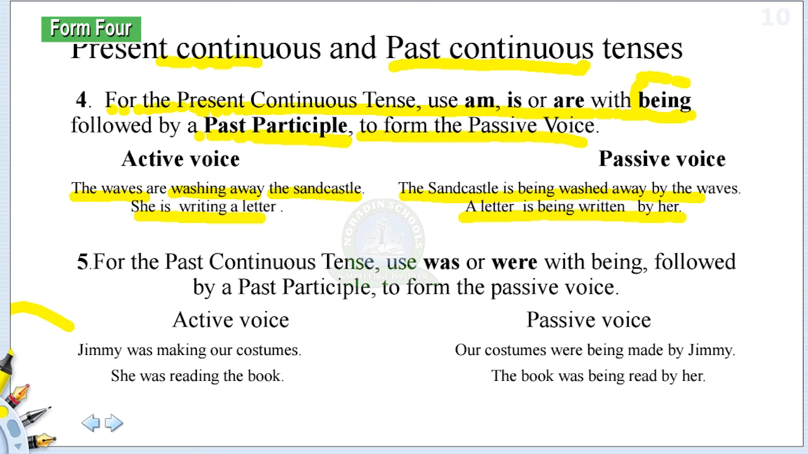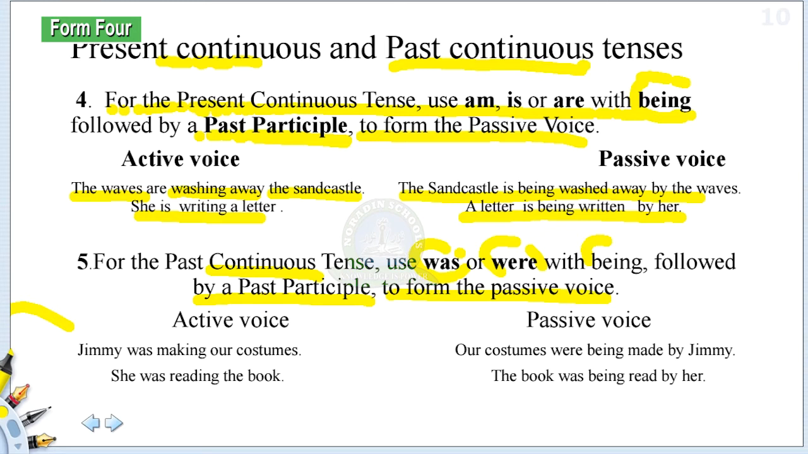Being written by her. Number 5, the past continuous. Past continuous tense uses was and were, like simple past. But the difference is being, because it's continuous. All the continuous tenses use being followed by the past participle to form passive voice.